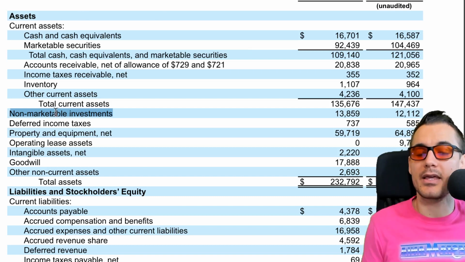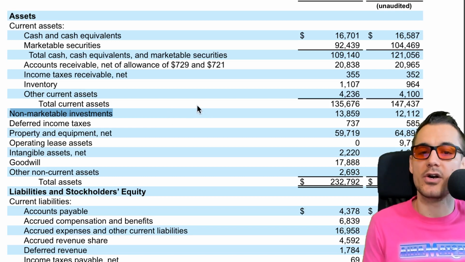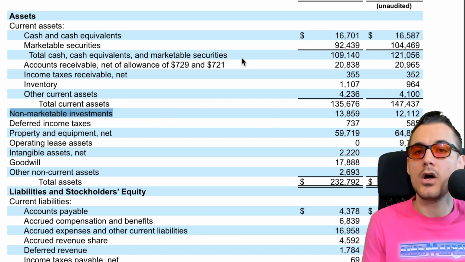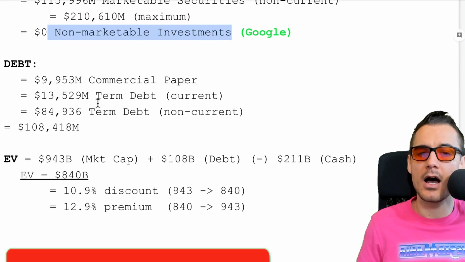But you may not be able to get that information, in which case you just have to make your own decision on whether to include it, not include it, or include it at a discount. There's not really a right or wrong way to do that. Sometimes I'll just run both numbers. And then we have our debt. Again, this is back for Apple: our commercial paper, short-term and long-term debt.